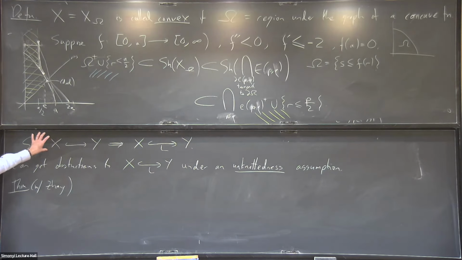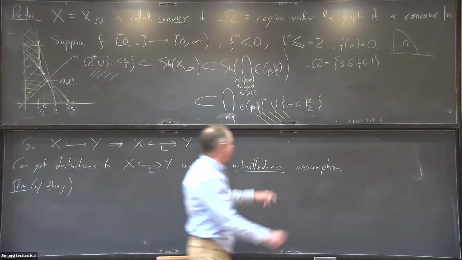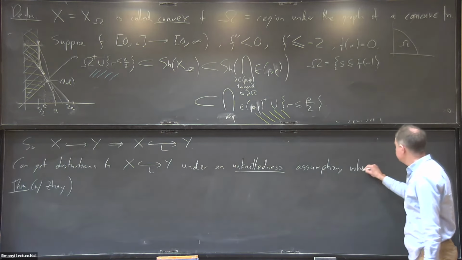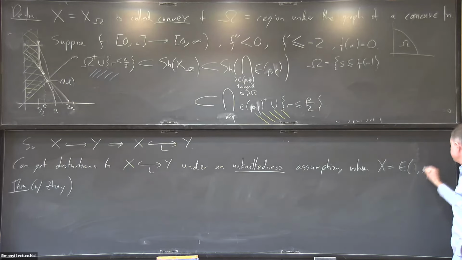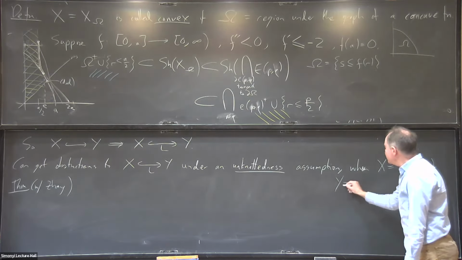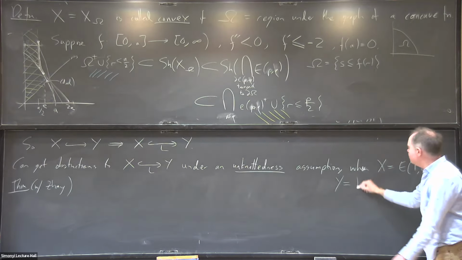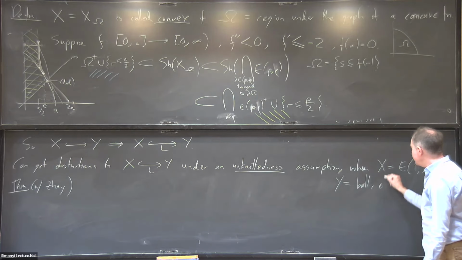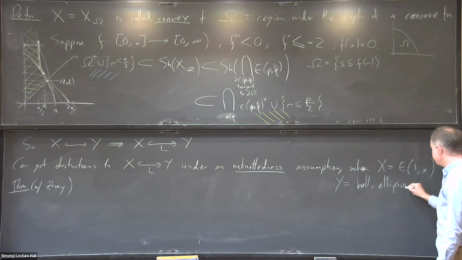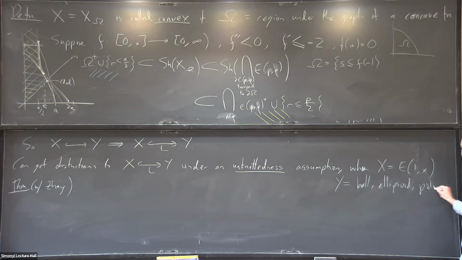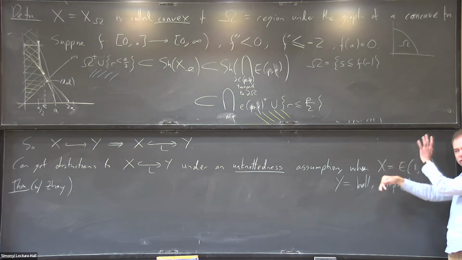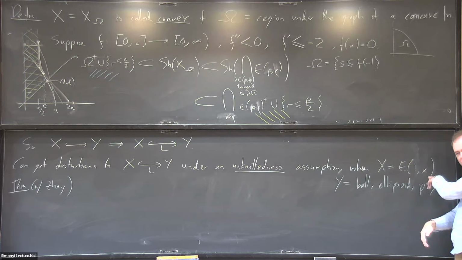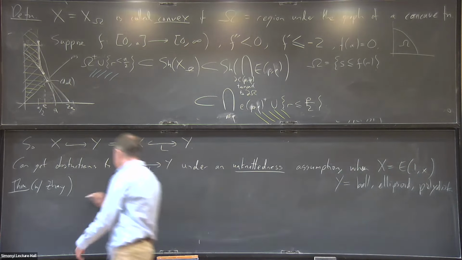This works when X is an ellipsoid. Y can be a ball, an ellipsoid, or a polydisk. This all works. So maybe I just write down the statement for the ball, but you just tweak the numbers a bit and it works in these other cases. Okay, that's what we have here.